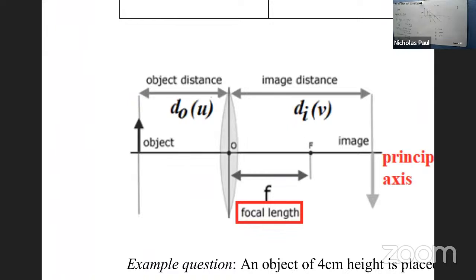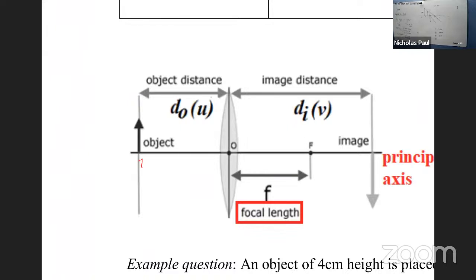Lens maker formula and magnification. So everything that we've been doing on the graph paper, we can actually calculate those things using the lens maker formula. All right. So you'll have to draw this diagram, but let me just explain everything in the diagram.